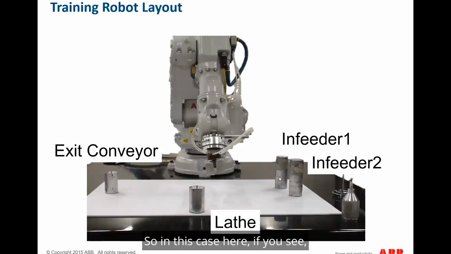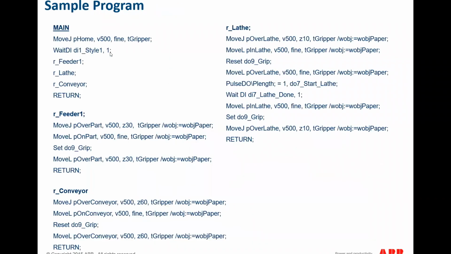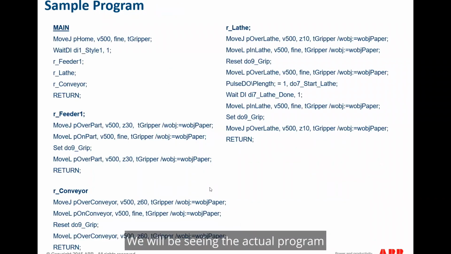In this case, if you see, you have two different feeders, a lathe, and a conveyor. Let us just take this as an example. You are going to select from maybe feeder 1, bring it to the lathe, process it in the lathe, and then place it on the conveyor. If some other condition is satisfied, maybe you want to grab your raw material from feeder 2, and then you want to use it. So this is a sample program. We will be seeing the actual program when we are doing it in the lab.